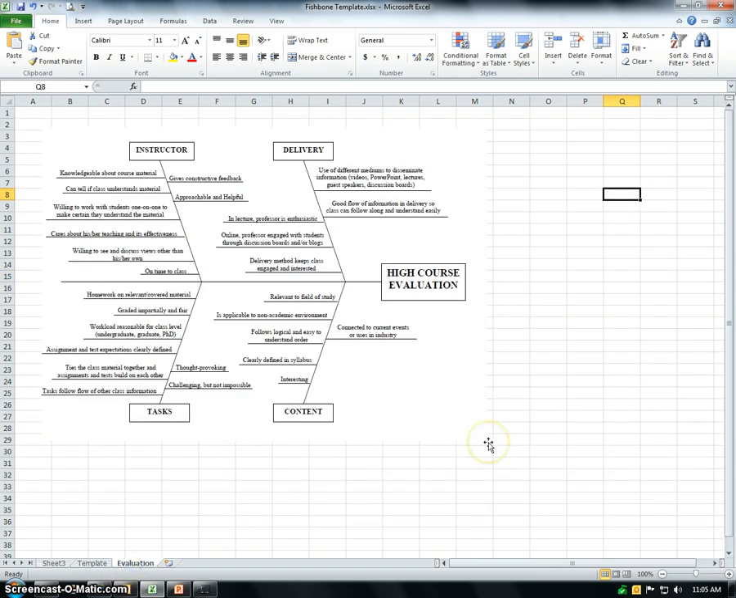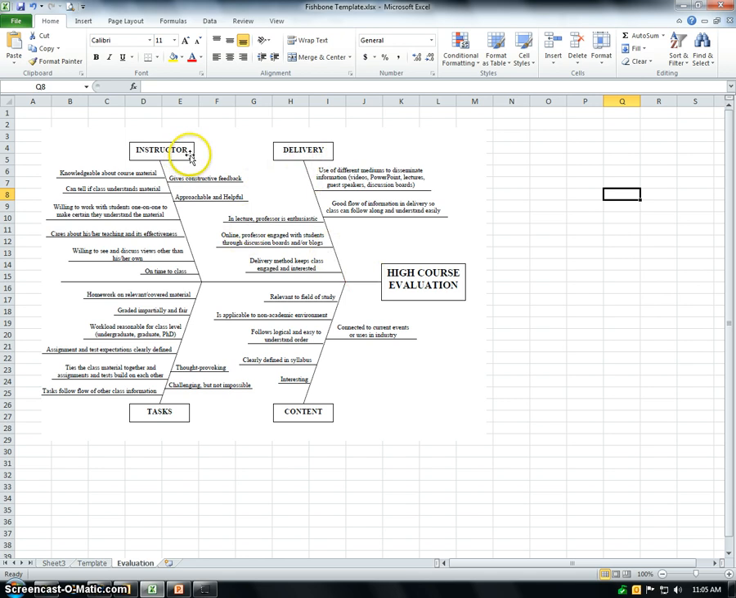Here's a completed one. This is a pretty busy cause and effect diagram. I asked a couple of students to work on a cause and effect diagram for what would cause an instructor to receive a high course evaluation when students do the performance evaluations at the end of the semester. And here's what they came up with.